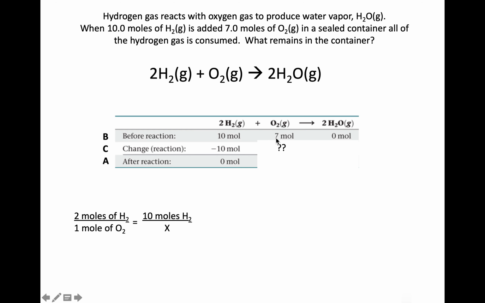How about the O2? How did that change? It began with 7. What happened to it during the reaction? Well, the coefficients are 2 to 1. 2 moles of hydrogen for every 1 mole of O2. That's what the coefficients are telling us. So if 2 goes with 1, 10 moles of H2 would be how many of O2? Simple proportion or simple ratio. You can cross multiply and divide, or you probably can do that one in your head and see that 5 moles of O2 were involved.